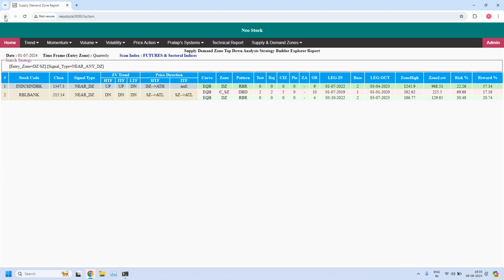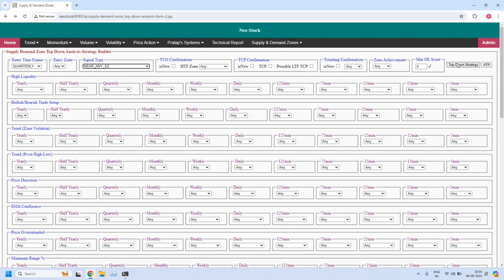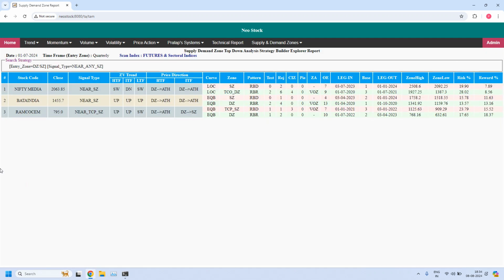Okay, the next report is for quarterly time frame. Let us find the stocks near quarterly supply zone. So 3 stocks are filtered near to the quarterly supply zone.